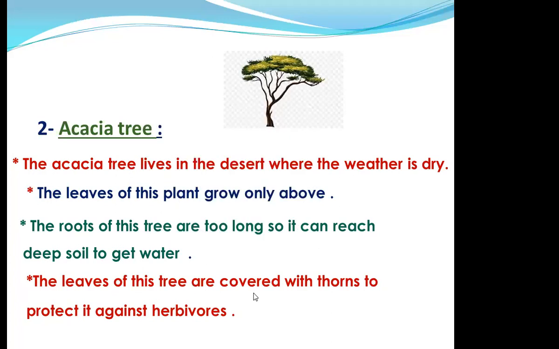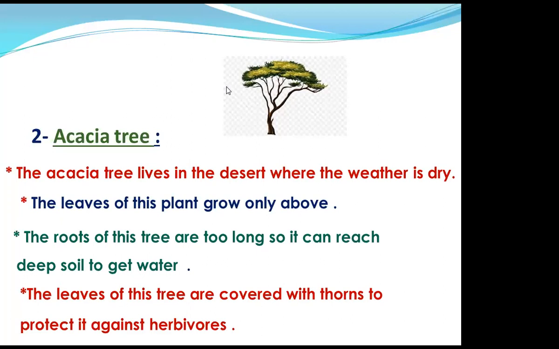Okay, listen. The leaves of this tree are covered with thorns. Do you remember thorns? Who can tell me the meaning of thorns? You are right, thorns. So the leaves of this tree are covered with thorns to protect it against herbivores. Excellent, thank you very much, Muhammad.